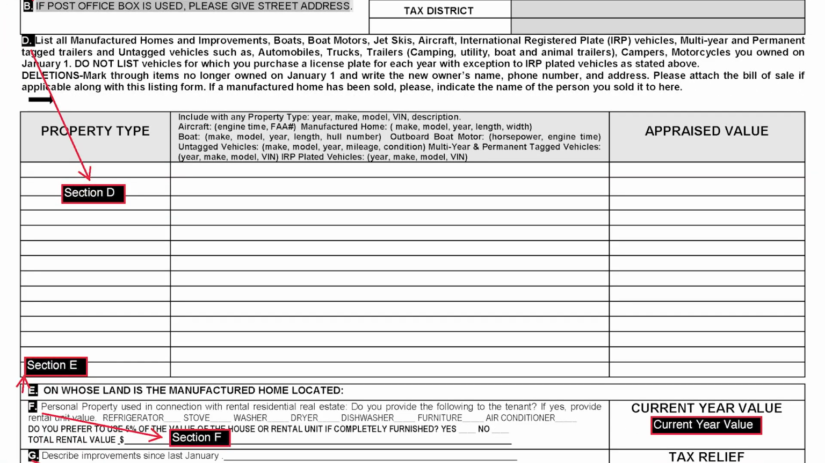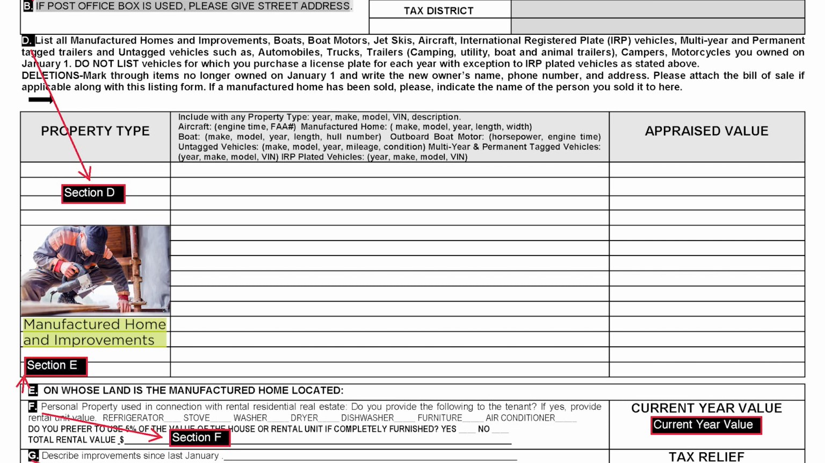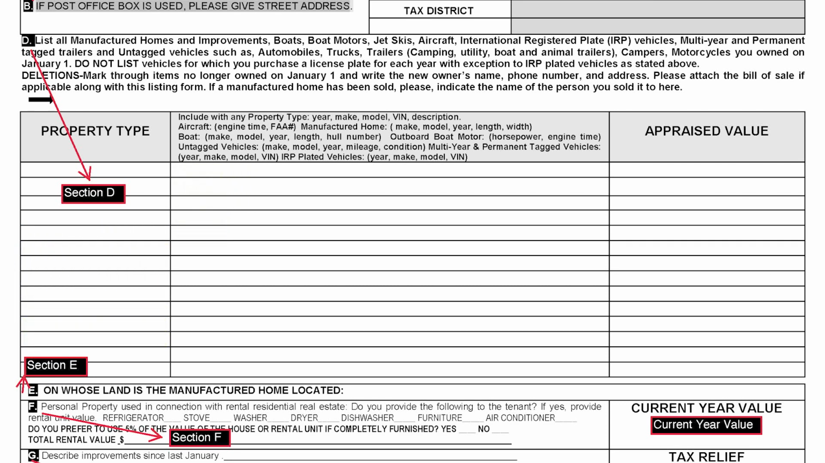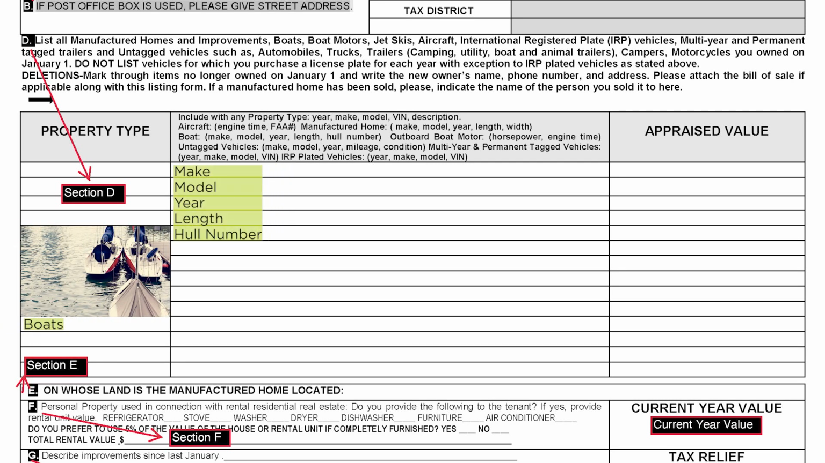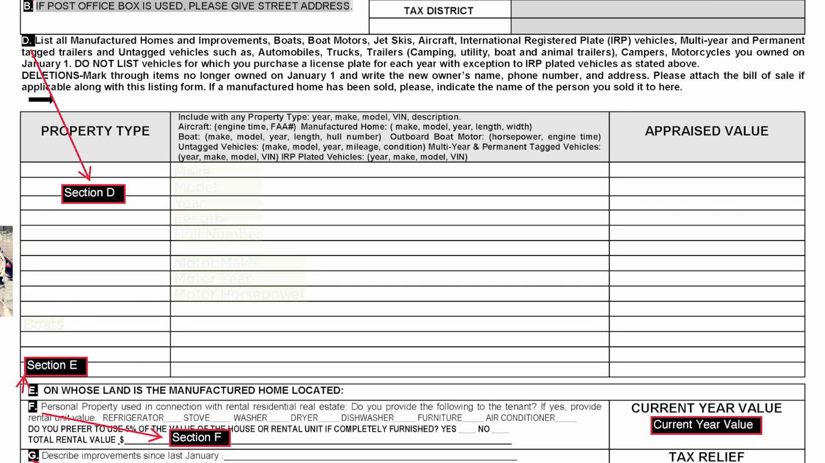Section D. In this section, you will enter your individual personal property items, such as manufactured home and all improvements to the home. Please include the make, model, year, length, and width. Boats, include the make, model, year, length, and hull number. Also include the make, year of the motor, and horsepower.